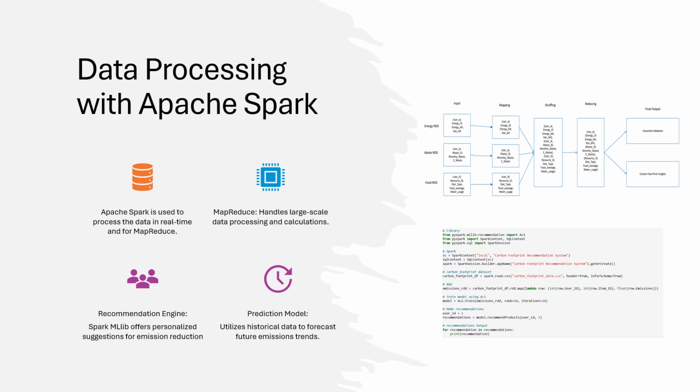The recommendation engine takes the historical data of the user and recommends five things that the user can change to decrease the carbon emission. And the prediction model also uses the historical data of the user to predict what carbon emissions they can expect if they continue to do what they're doing.